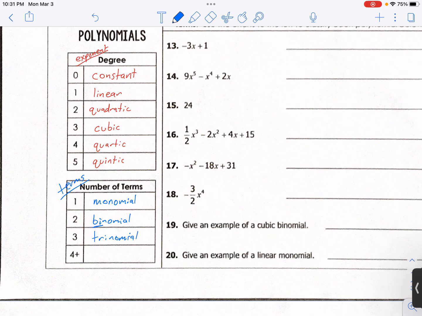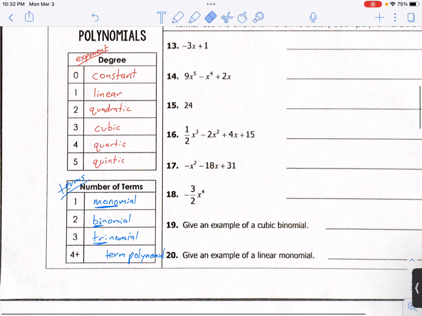So again, you got to look at those starts. Mono means 1, bi means 2, tri means 3, and then anything 4 and up, you would just say however many term polynomial. So again, you would say 4th term polynomial, a 5th term polynomial. Actually, let's just say nth term. So you just say whatever number and term polynomial.